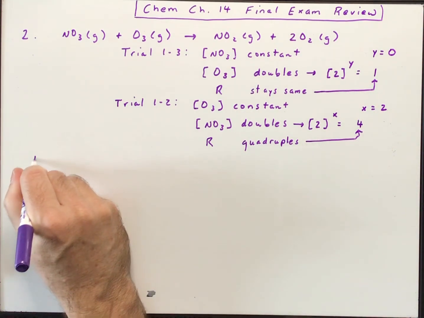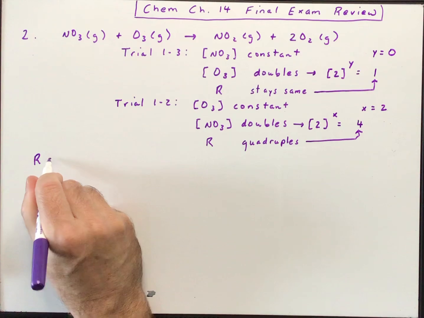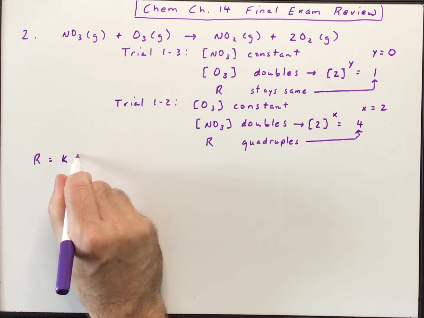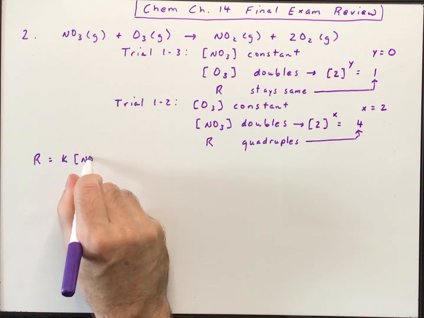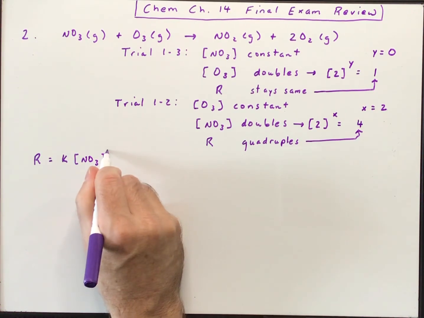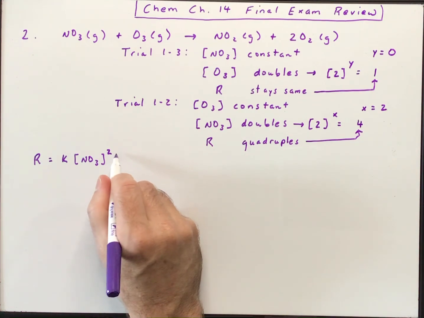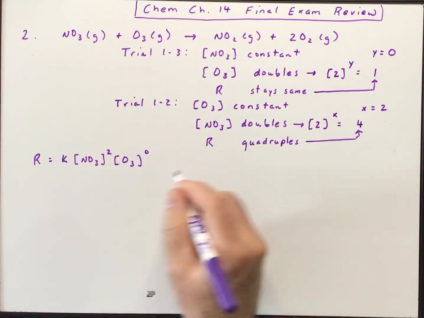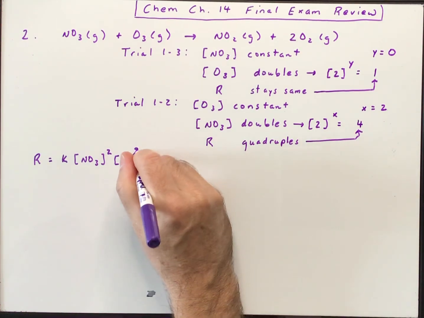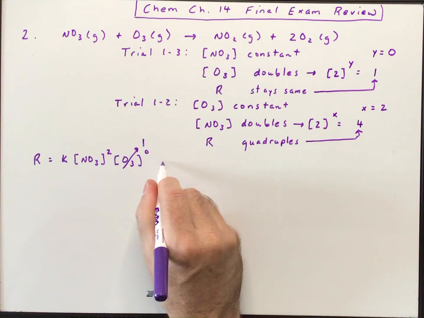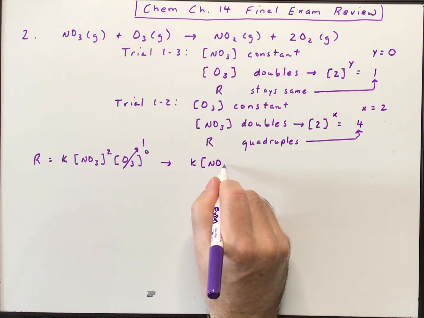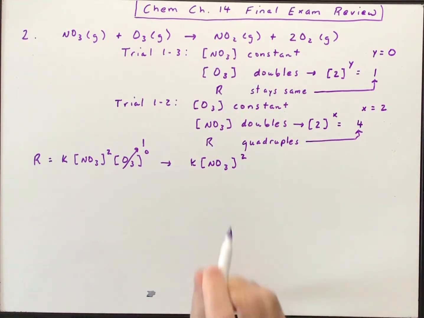So our intermediate reaction rate equation, without knowing what K is going to be, is K times the concentration of NO3 squared times the concentration of O3 to the 0 power. Well, anything to the 0 power is just 1. So that's going to be K times the concentration of NO3 squared. That makes our equation pretty simple.